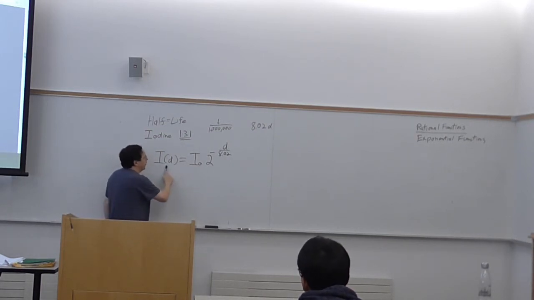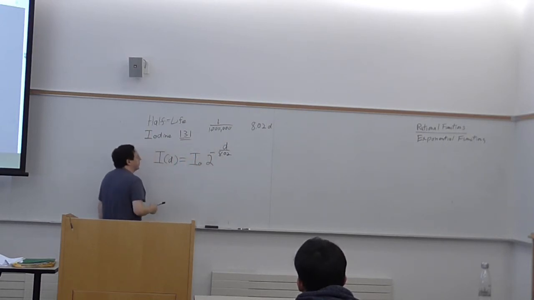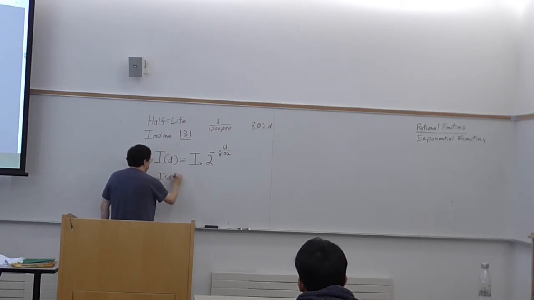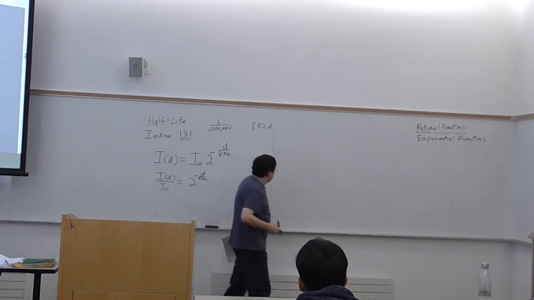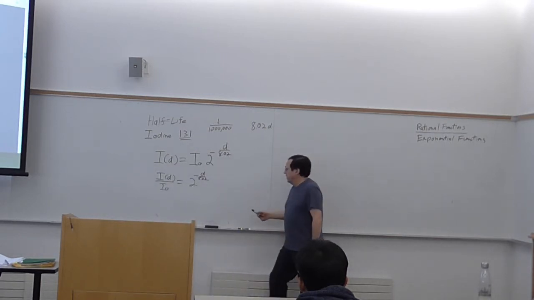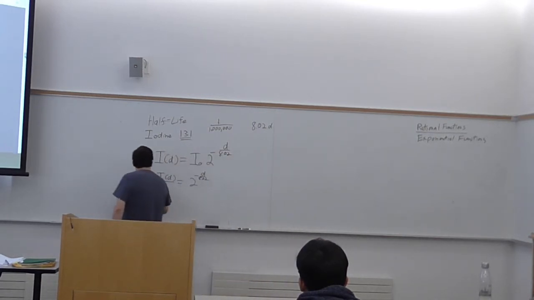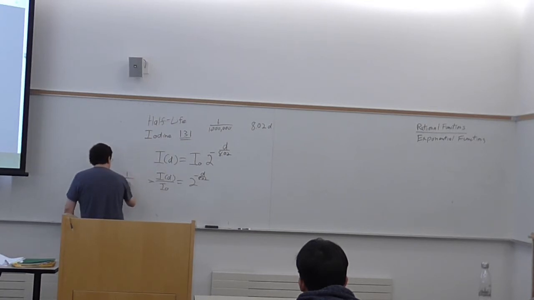Except I don't really know how much iodine is in the cat. I just want to know, I want it to decrease to that. So I want to know I of D over I of 0, just 2 to the minus D over 8.02. Okay. Now, I want that to equal 1 over 1,000,000. So I can throw it out in the garbage.